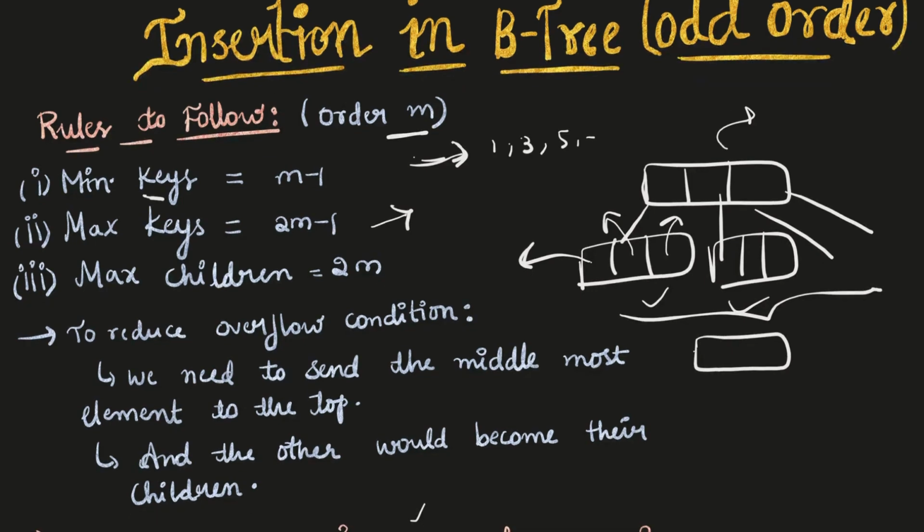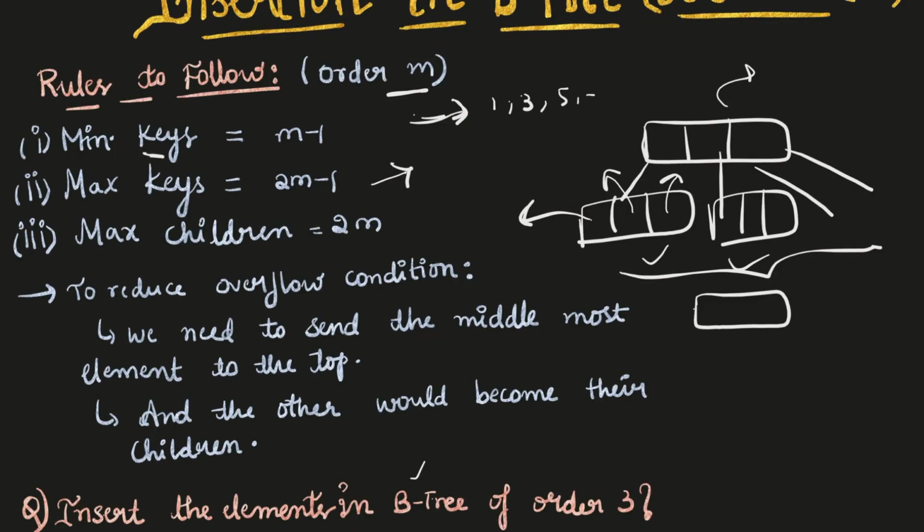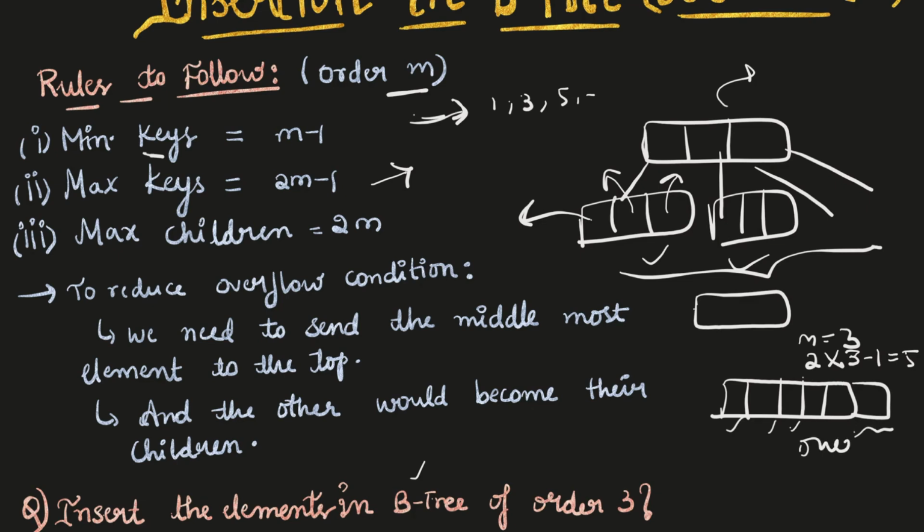So in this case, to reduce the overflow condition, what is the overflow condition? See, suppose I am taking an order of 3. So what would be the maximum keys here? 2m minus 1. So that is 2 into 3 minus 1. So that is 5. So 5 elements can be inserted in the following child box. 1, 2, 3, 4, 5. Okay, if you insert the 6th element, then this would cause an overflow condition.